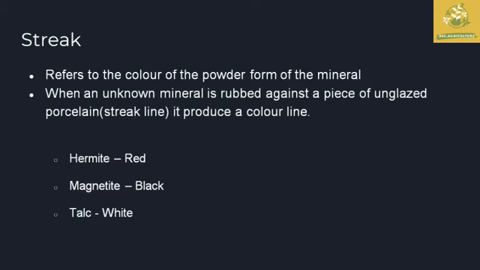So this is how the streak is used to represent the color of the powder form of minerals. It is known as streak. For example, hematite is red in color, magnetite is black, and talc is white in color. So that is how the streak occurs.